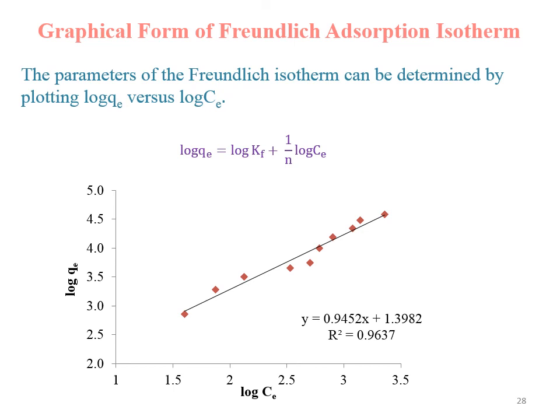Log of CE is equivalent to x of the straight line equation, while log of KF is equivalent to c of the straight line equation, where the straight line equation is y is equal to mx plus c. So according to this equation, we can plot log of QE on x-axis and log of CE on y-axis. And a straight line is obtained if the data is following the Freundlich adsorption isotherm.